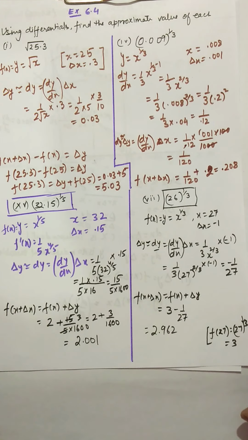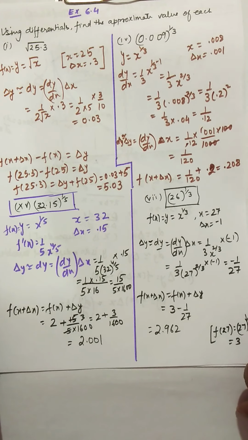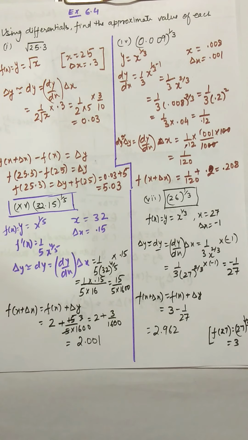So now we have seen these 4 different examples in which the important thing was you choose x according to the given function, and delta x will be chosen accordingly.